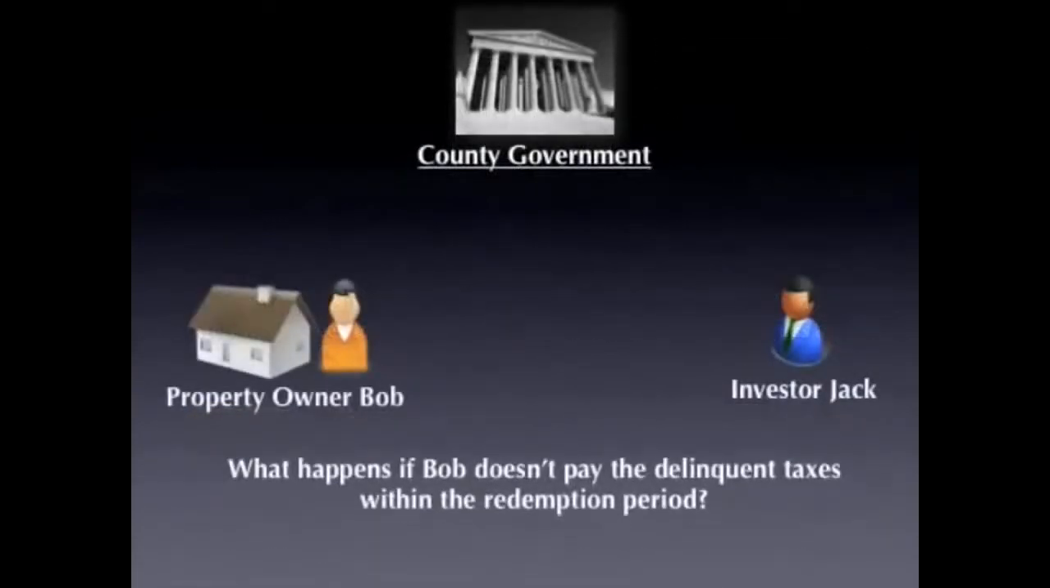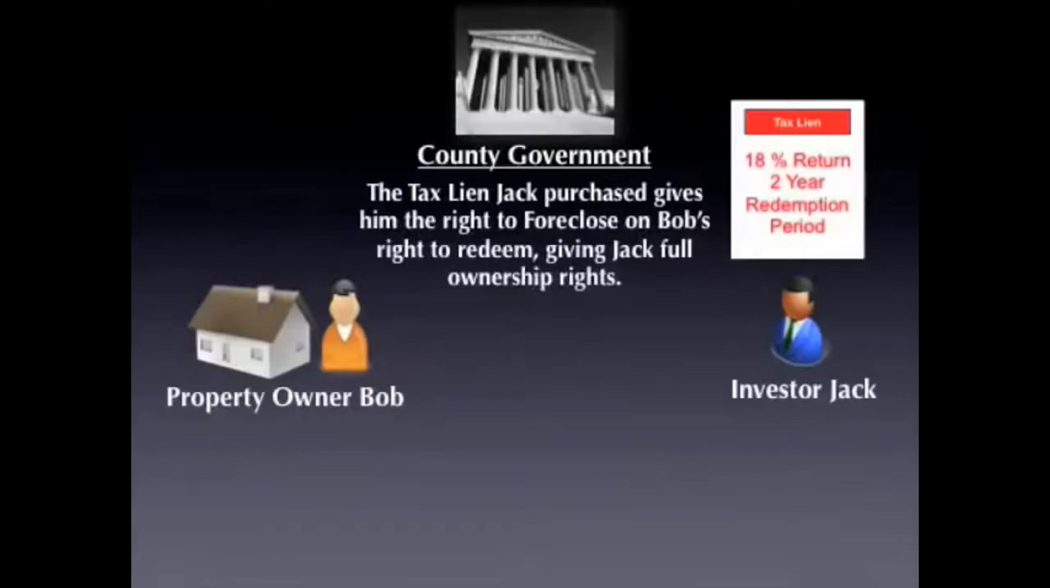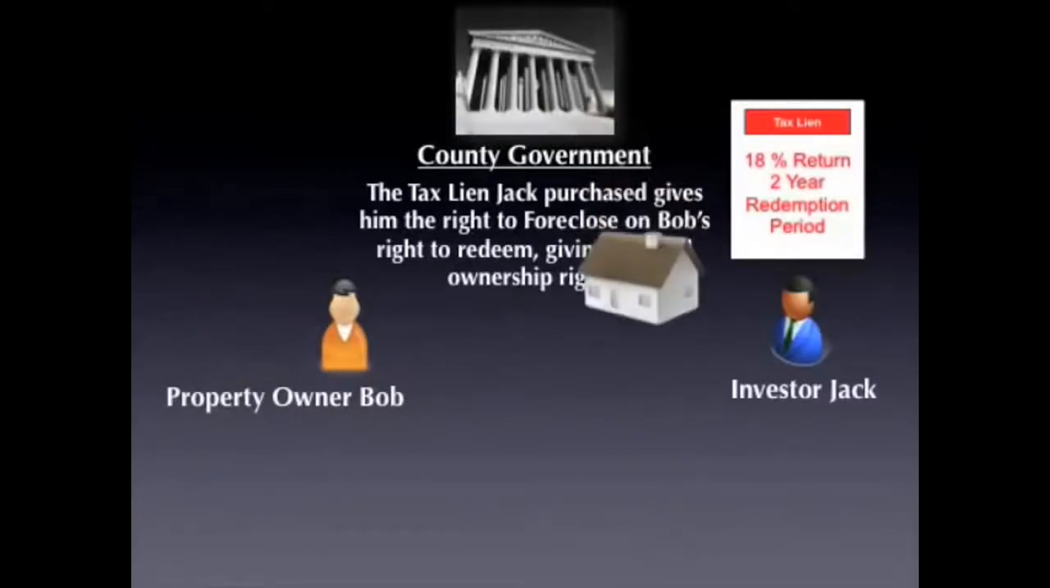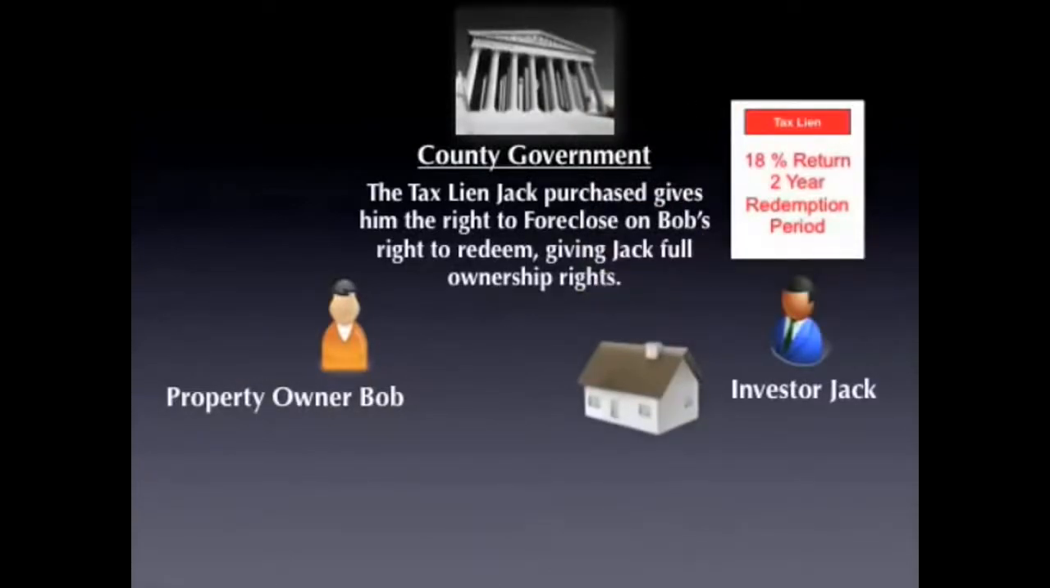So what happens if the property owner doesn't pay back the delinquent taxes within that set redemption period? Well, the tax lien itself, because it's been placed against that property, actually can give the holder of the tax lien the right to foreclose on that property if the property owner doesn't pay that delinquent amount within that set redemption period. So it can actually end up giving the tax lien holder full ownership rights.